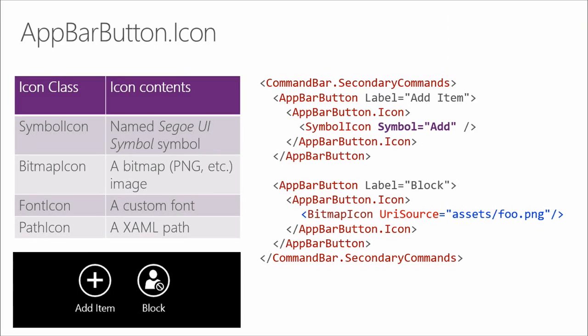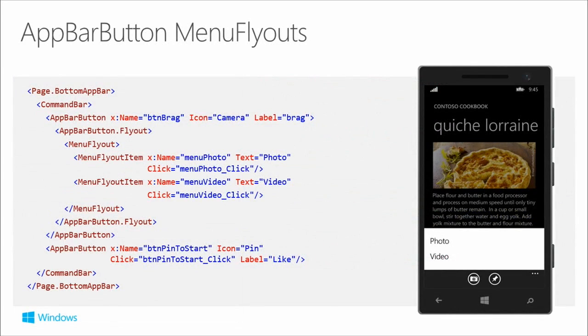The icons are really cool, so you can just specify a symbol icon by name, and we've got great help with the tools for doing this. Or you can set a URI source, you can set a bitmap icon, a font icon, a path icon, loads of flexibility. And you can have flyouts. You can have these nice flyouts on an app bar button as well. So in this case, the user's tapped on the little photo app bar button, and the photo video flyout menu has popped up. And the XAML for doing that is, as you can see on the slide, where you've got an app bar button. Inside it contains a flyout, which is a menu flyout with those 2 items on it.